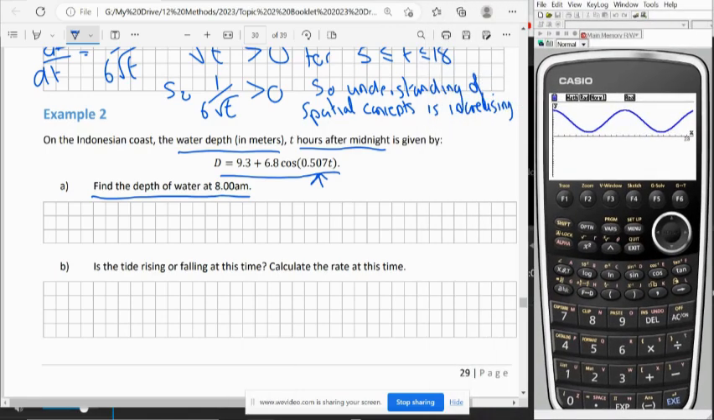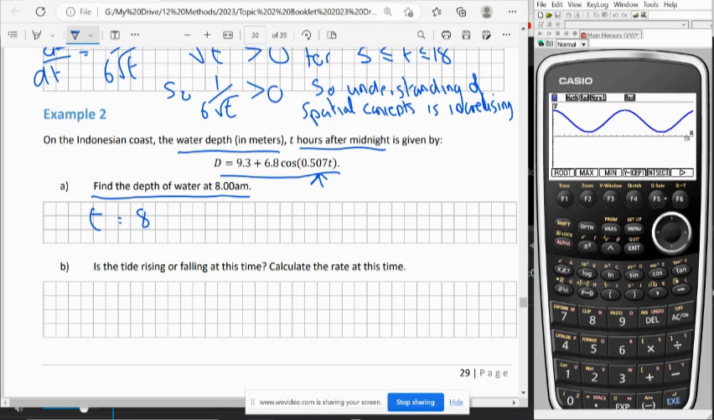And yeah, I've already cheated already. If you just go back, you can see that I've actually already put the equation in. All right, and if we just draw that, it does have to start from 0. So if we have to find the depth of water at 8 a.m., I guess the key here is to realize that that is a time of 8 hours after midnight. So you're subbing in t equals 8.